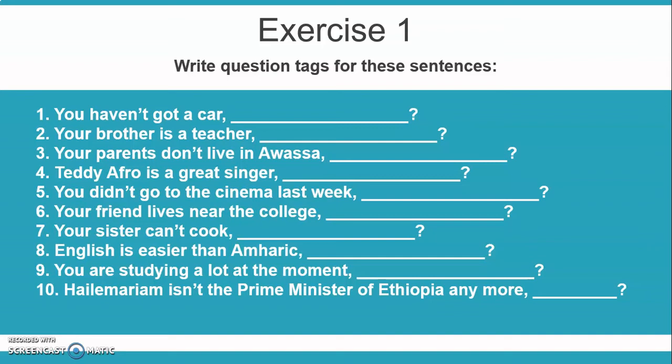So these are the sentences. You haven't got a car. Your brother is a teacher. Your parents don't live in Awasa. Teddy Afro is a great singer. You didn't go to the cinema last week. Your friend lives near the college. Your sister can't cook. English is easier than Amharic. You are studying a lot at the moment. Haile Mariam isn't the Prime Minister of Ethiopia anymore.